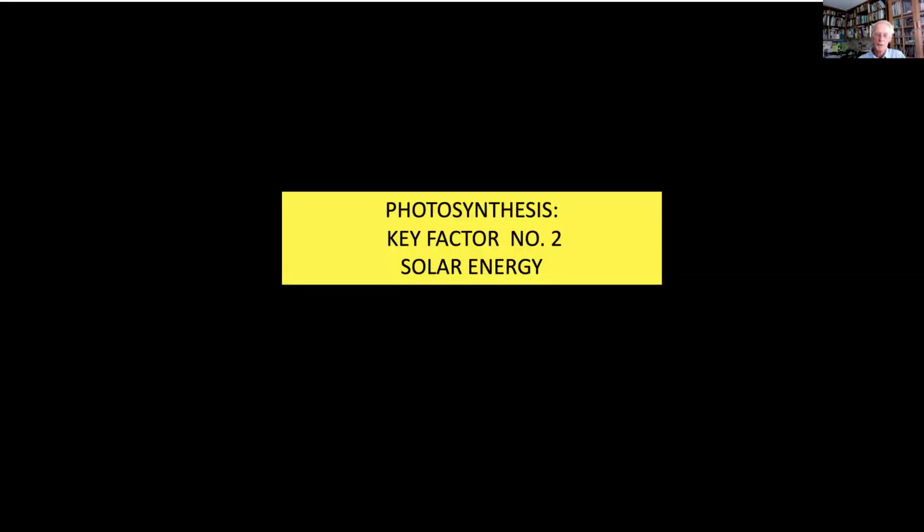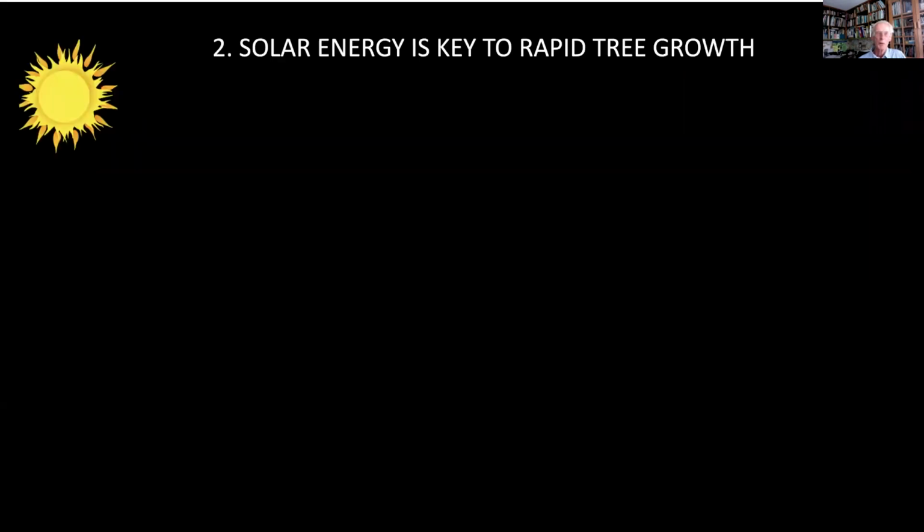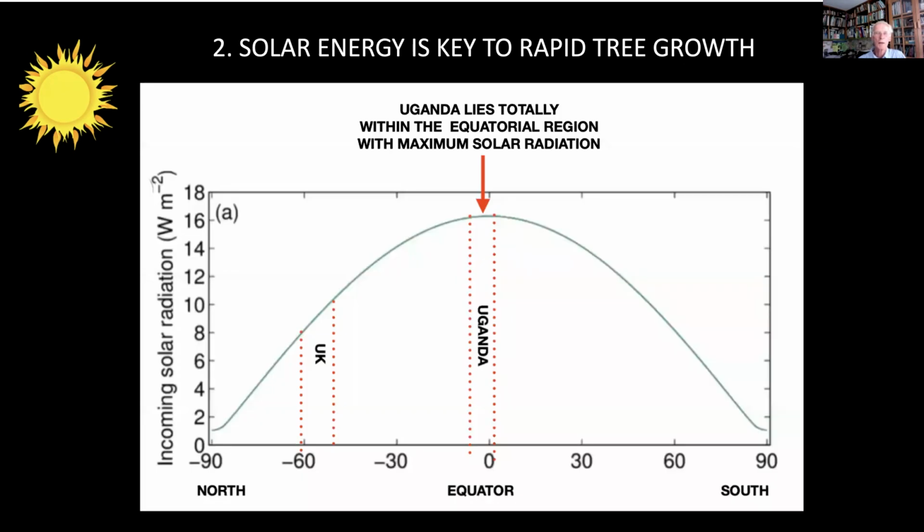Now, photosynthesis, the second important factor, is solar energy. Solar energy is necessary for rapid tree growth, and it varies by latitude. So Uganda lies totally within the equatorial region, as you can see there, 1 degree south and 5 degrees north of the equator. And this is an area of maximum solar radiation. And you compare that with the location of the United Kingdom in what we call a temperate latitude, 50 to 60 degrees north. So Uganda has a great advantage. It's got, on average, about 38% more solar energy than the United Kingdom.